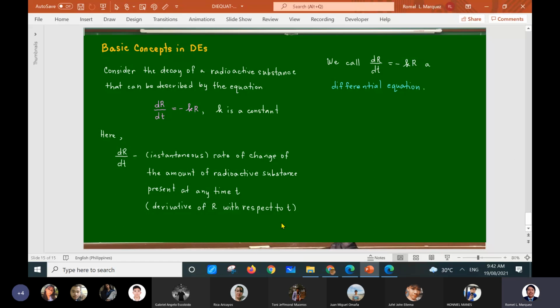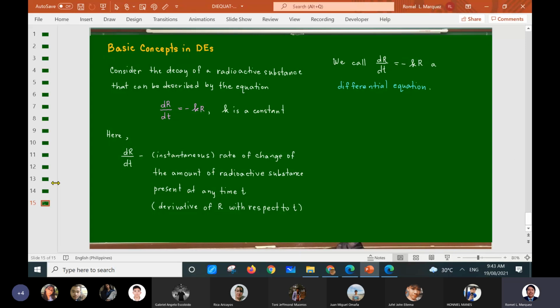So that's the difference. So from here, we can now define what a differential equation is. But of course, there are so many physical situations described by a differential equation similar to this. This is not the only one. This is just one case. Okay? Is that clear, guys?